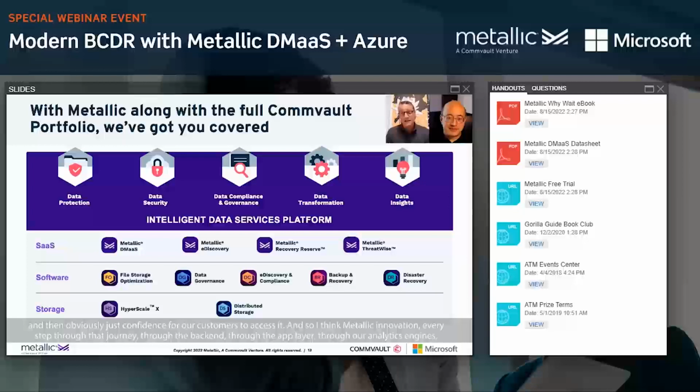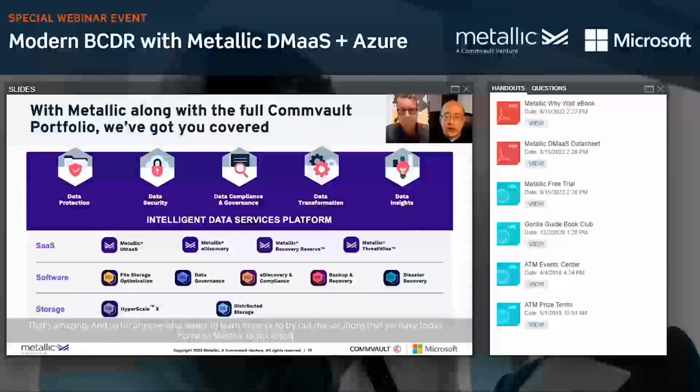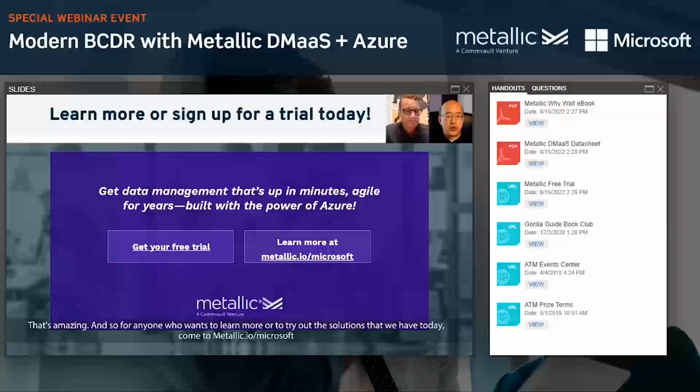And so I think Metallic's innovation, every step through that journey, through the back end, through the app layer, through our analytics engines, and then providing that as a service, just managed within the cloud infrastructure, is a great benefit. It's amazing.